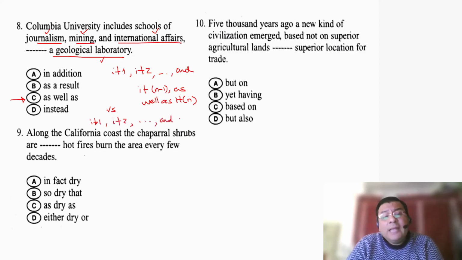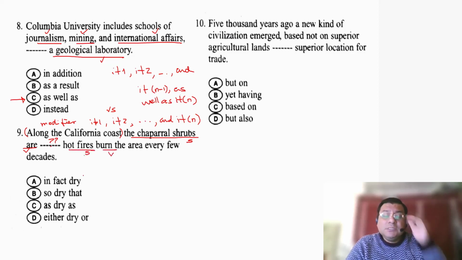Number 9. Along the California coast, the chaparral shrubs are yada yada, hot fires burn the area every few decades. You can see that at the beginning we have a prepositional phrase, along the California coast. Okay, this is some modifier, some situation, some placement of the action. The chaparral shrubs, this is the subject. "Are" is the conjugated verb. And then hot fires burn the area every few decades. We have another subject and conjugated verb. So clearly we have 2 clauses here, and the relationship must be either we have 2 independent clauses or 1 independent clause and a subordinate clause.